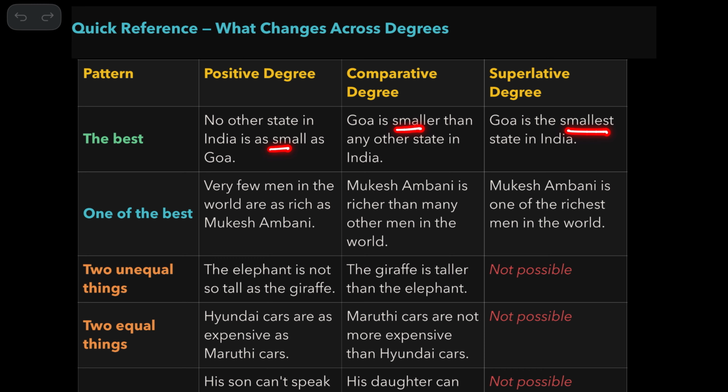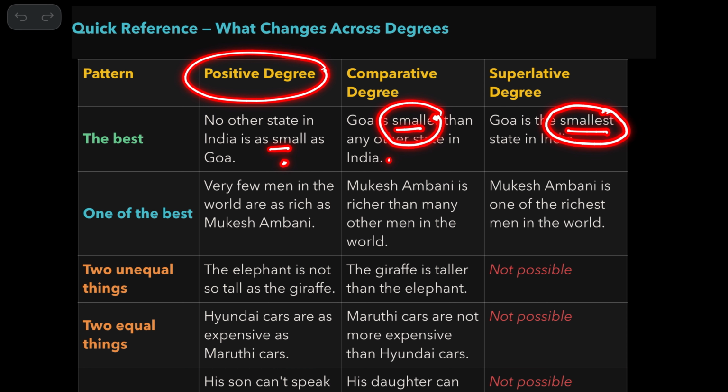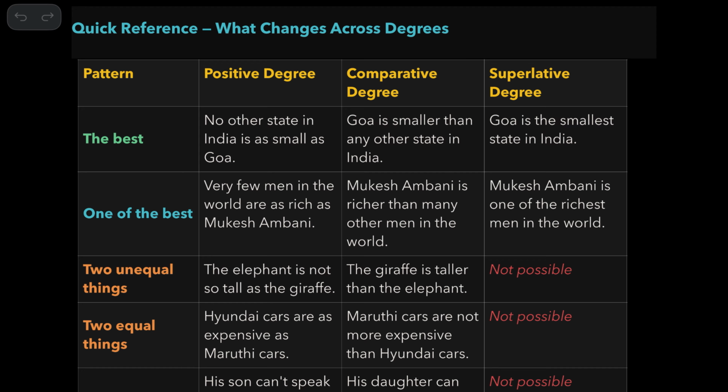In the first sentence, the adjective is said to be in the positive degree. The second one, smaller, is the comparative form of the same adjective, and this is the superlative degree. So, in the examination, they'll give you a sentence with an adjective in one of these three degrees, and they'll give you instructions on what to do with that particular adjective.